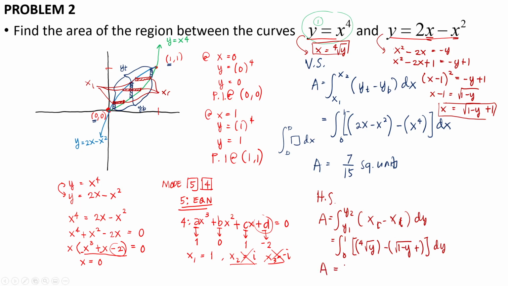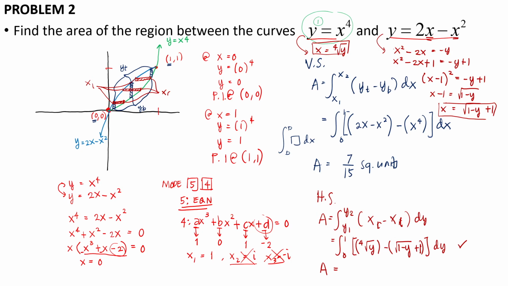Notice that if you're going to use your calculator, let's try the fourth root of y. If you're going to plug this in the calculator, it should be in terms of x, because the default function of your calculator is always with respect to the x variable. Then the square root of 1 minus x, plus 1, and from 0 to 1.